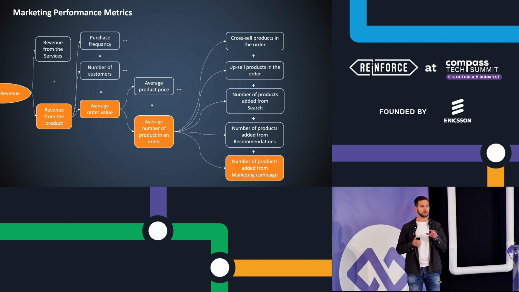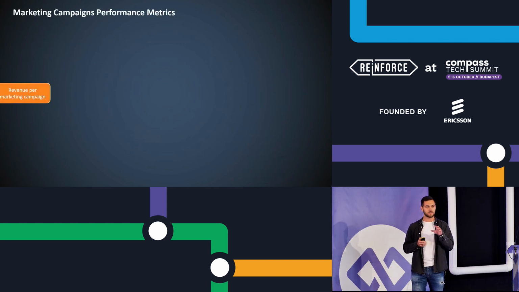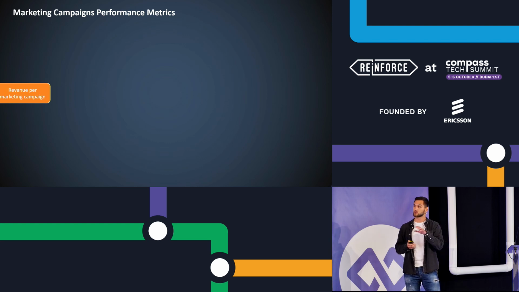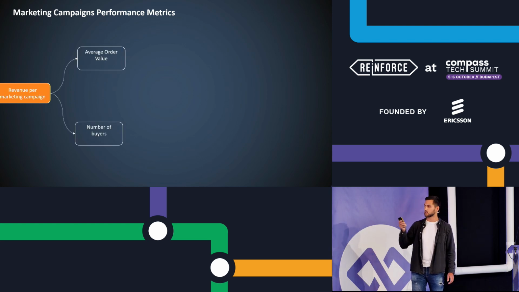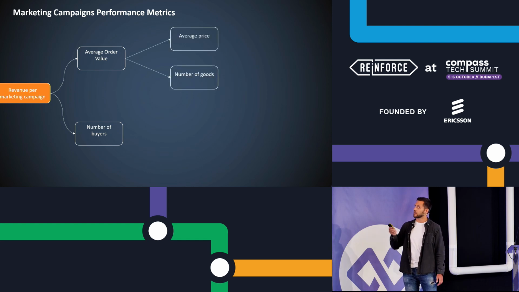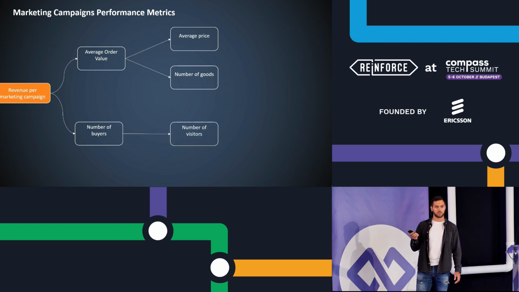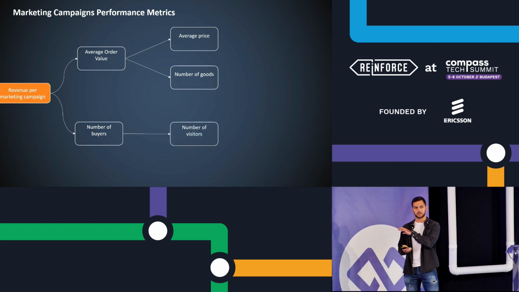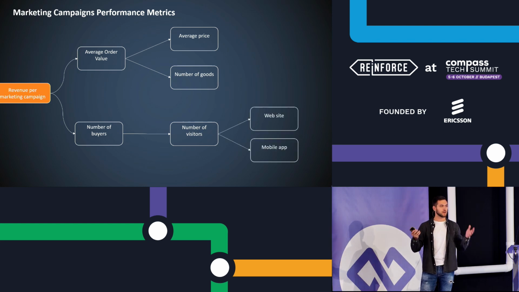In our talk, I would like to stop a little bit on marketing campaigns, because this is the main topic for today. Let's think about what kinds of marketing campaigns there could be and how the revenue from marketing campaigns comes about. The revenue per marketing campaign comes from average order value again and the number of buyers. Average order value comes from average price and number of goods in an order. And the number of buyers comes from the number of visitors on our website. Then website and mobile application, these are our sources. Maybe we have more sources.